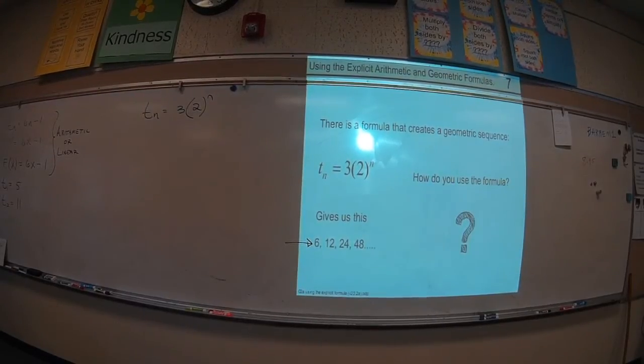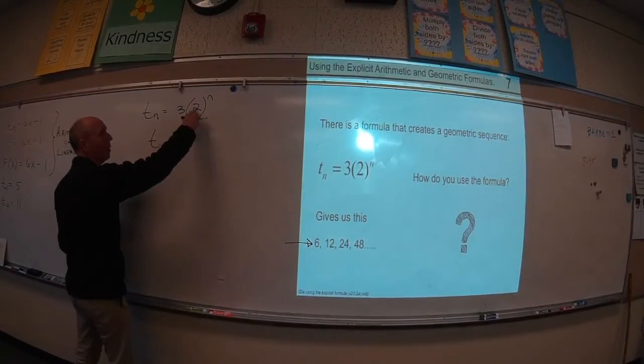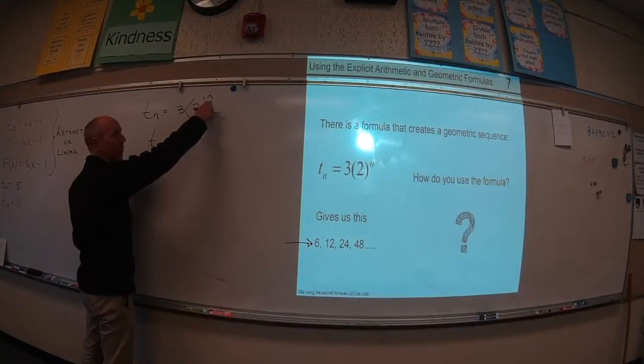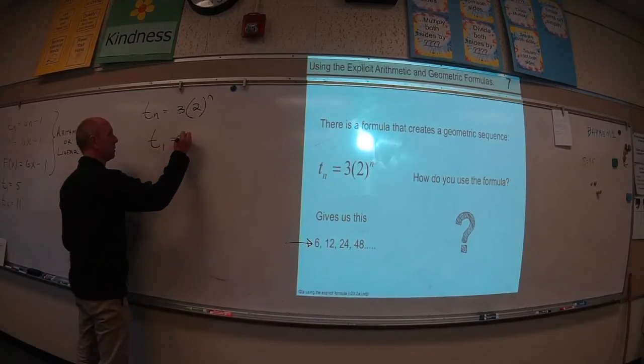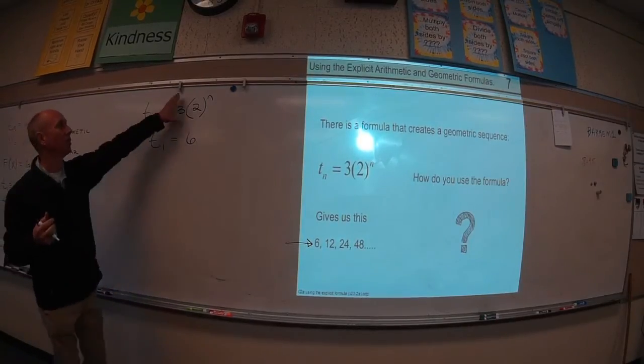Families do that. Okay, Chris, how did that 6 come into existence? If I plug in a 1, t sub 1, 2 to the first is 2, times 3 is 6. How did that 12 come into existence? Micah? I plug in a 2. So what does that do?